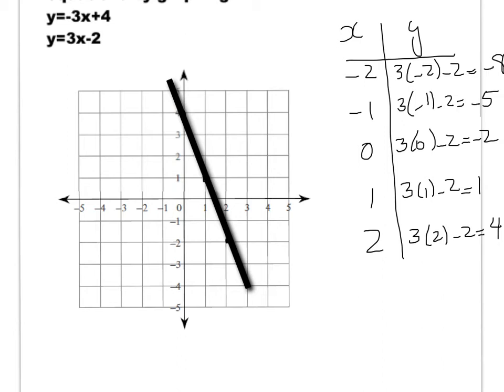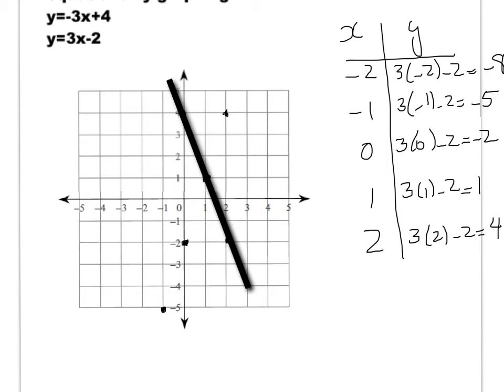Now the first point, like before, I cannot plot because y equals negative 8 is outside the grid. So I'm going to try negative 1 and negative 5. When x is negative 1, y is negative 5, which is this point. When x is 0, y is negative 2, which is this point. When x is 1, y is 1, which is this point here. When x is 2, y is 4, which is this point.